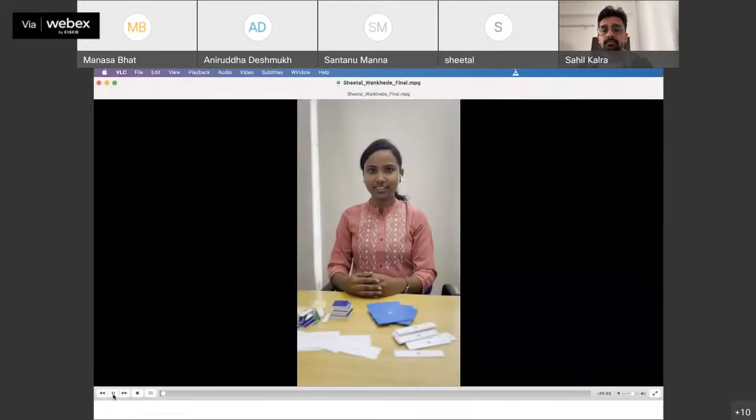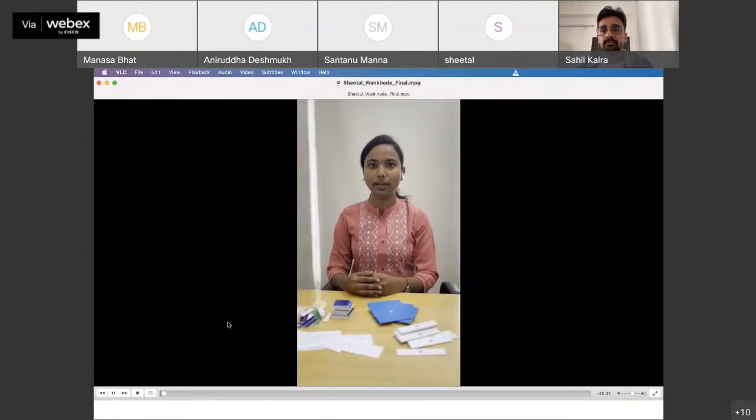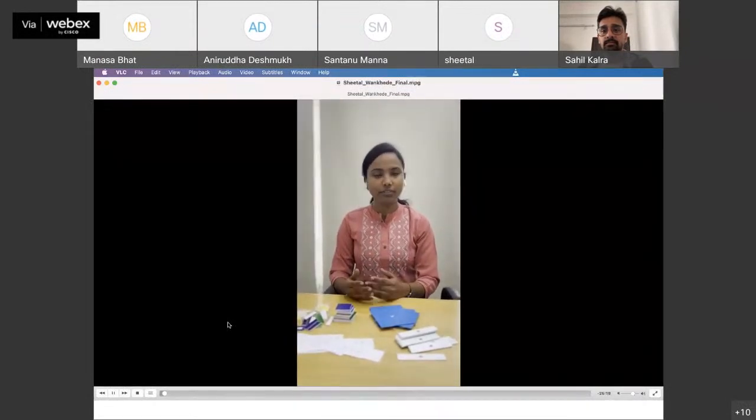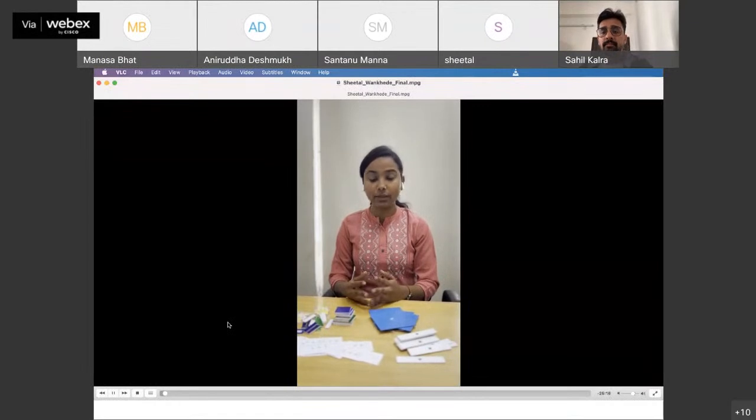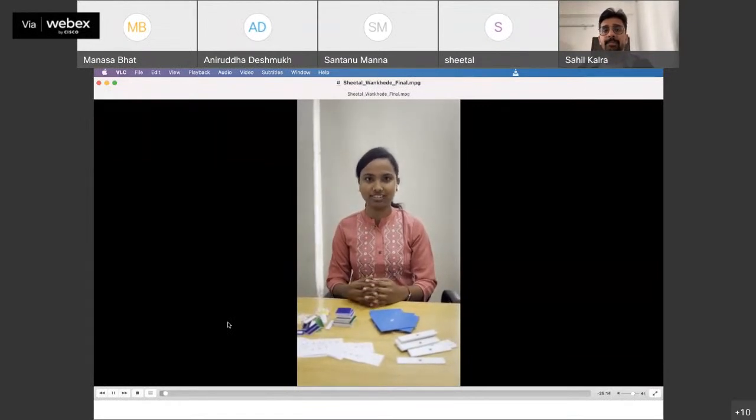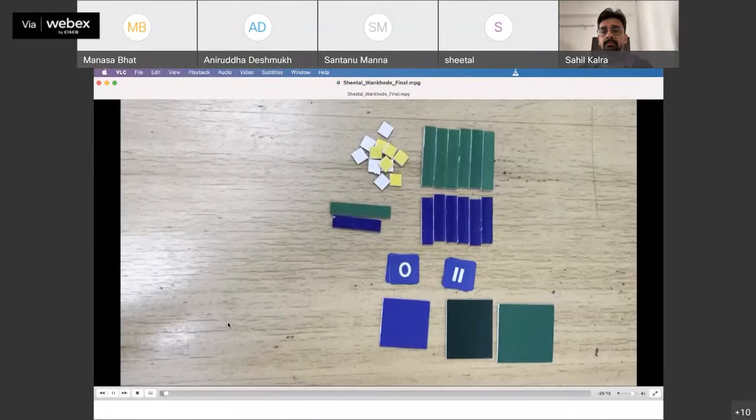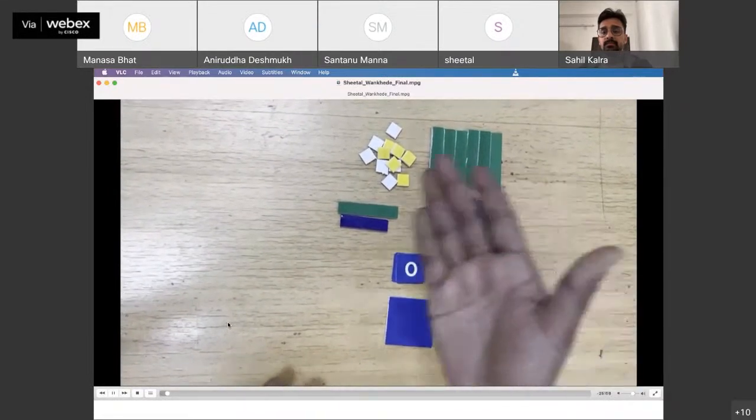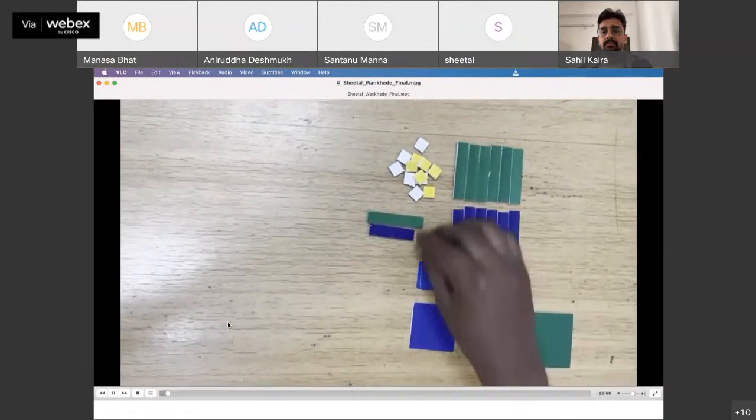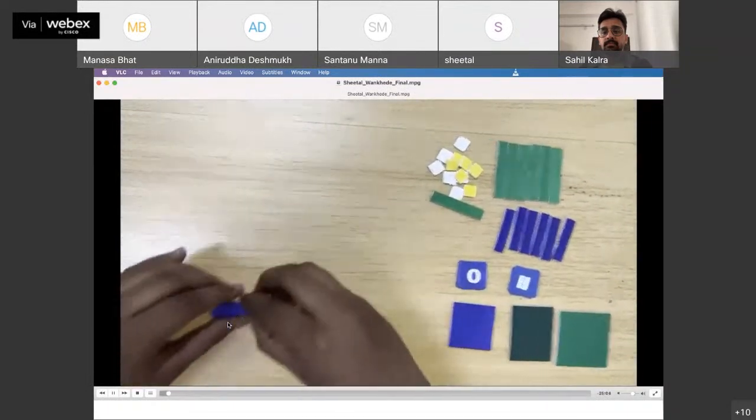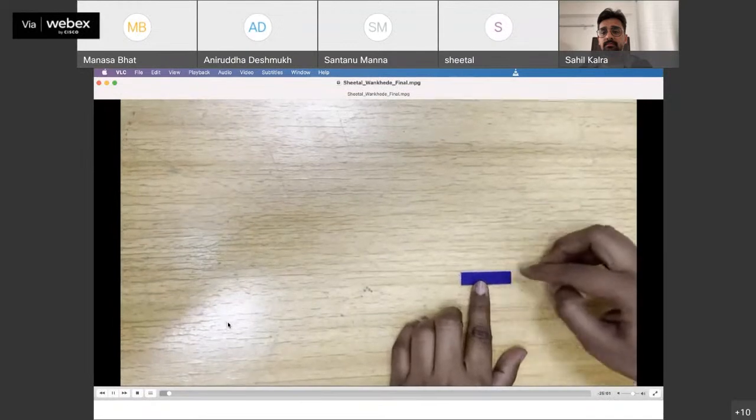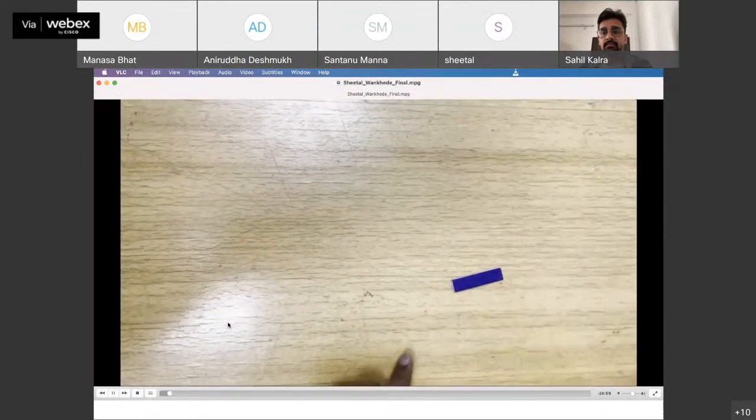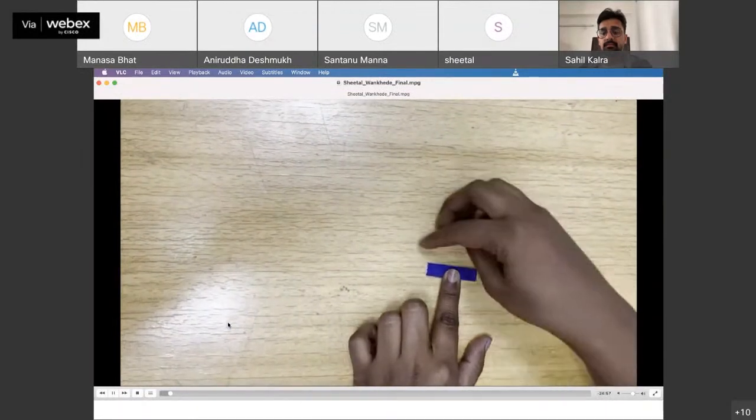I am Sheetal Wankade, a PhD scholar in the Department of Mathematics, IIT Indore. Today we will be discussing some elementary algebra using these models. First we are going to represent some algebra tiles. Here we are going to use these tools. First, this one: these tiles represent the x variable. This is actually a rectangle with width 1 and length x.